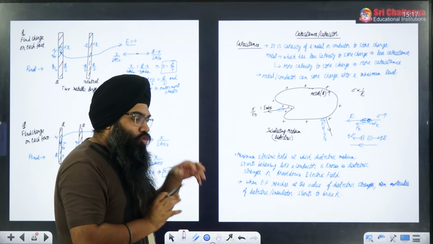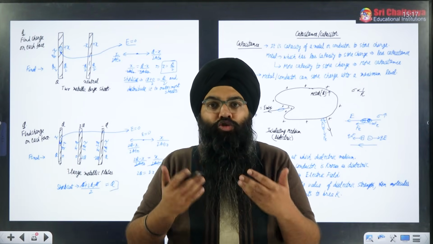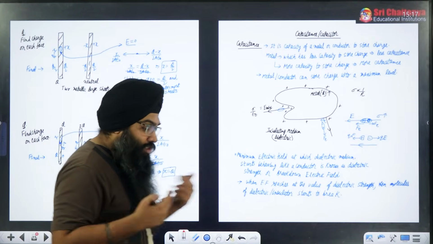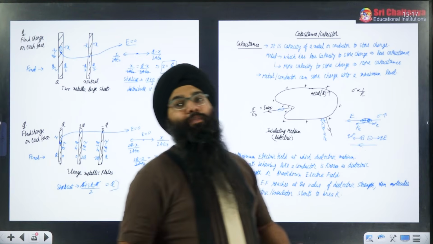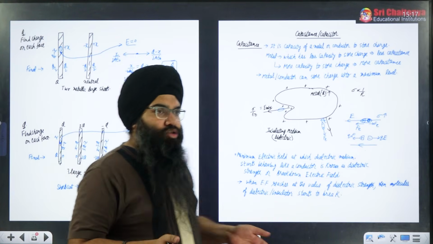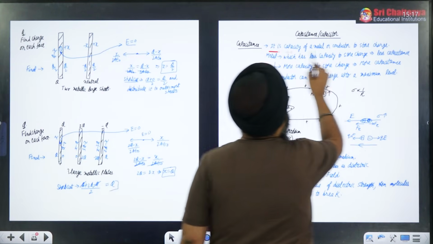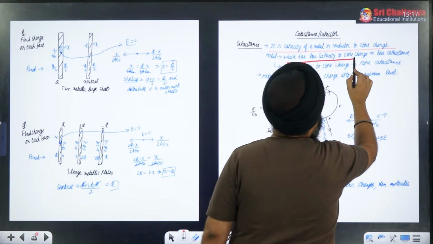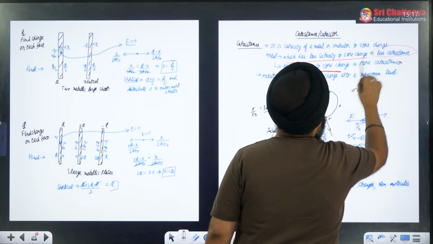Now, how much charge you can give to a conductor, that capacity is basically called capacitance. If you can give more charge to a conductor, then that particular conductor will have more capacitance. If you can give only less charge, then it will have less capacitance. So it is the capacity of a metal or conductor to store charge. The metal which has less capacity to store charge has less capacitance, and more capacity means more capacitance.